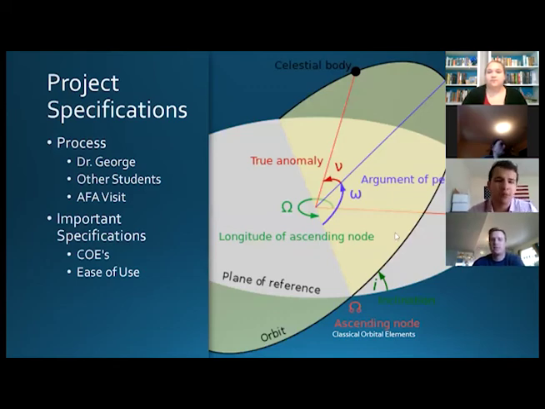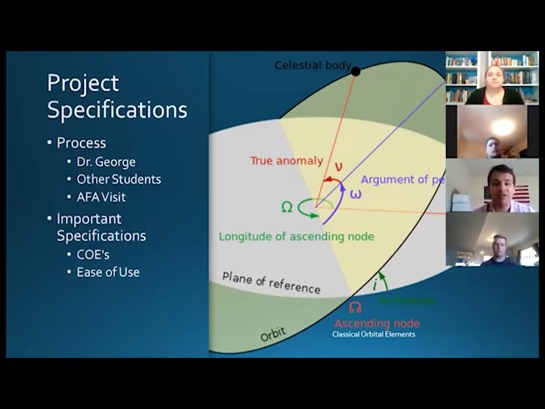So I'm going to talk about the project specifications. I'm going to go over how we determined each of the specifications, what process we used for that, and then I'll go over all of our 19 specifications that we came up with and go over some of the most important ones, which are the classical orbital elements. So initially, we developed some of these specifications through Dr. George. We met with her weekly and kind of picked her brain and decided what would be best for this project.